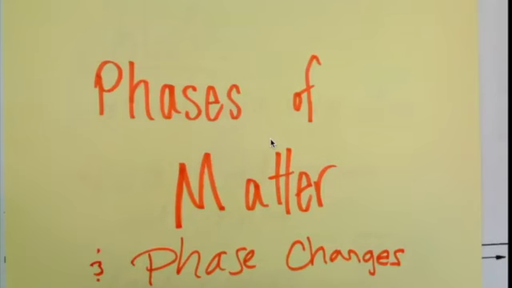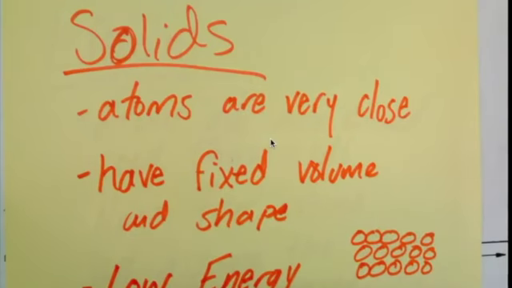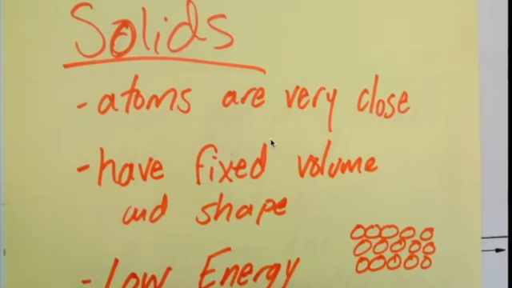Scott with some notes about phases of matter and phase changes. So we'll go over what those phases actually are and how you get from one to the next. So let's start with the types of matter that I'm sure we're all very familiar with, that we've all come to know and love. Our first state of matter are our solids, and in a solid you have atoms that are very close together, they're very tightly packed. These have a fixed volume and shape.